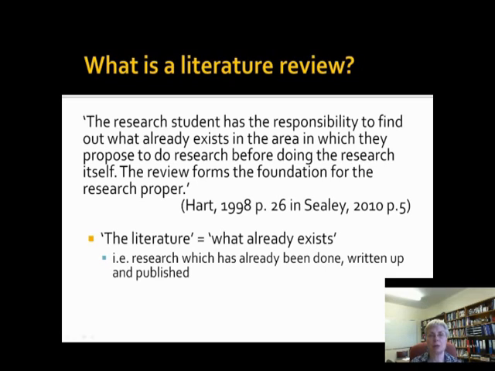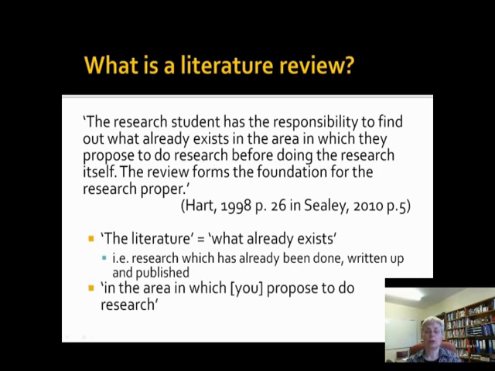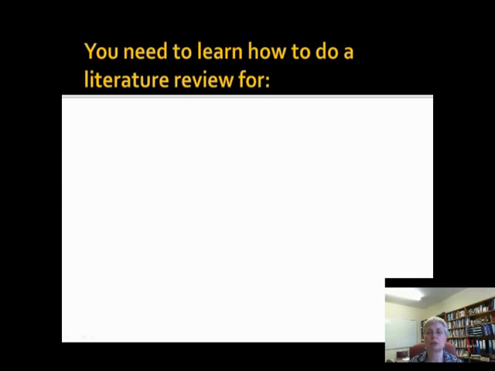So what we mean by the literature when we talk about a literature review is what already exists. In other words, research which has already been done, which has been written up, which has been published. And it's the literature about the topic that you're going to do your research in. Working in an English department, of course, the term literature means many things, but in the context of doing some language research, it means what's been published about the area that you want to do some research in.